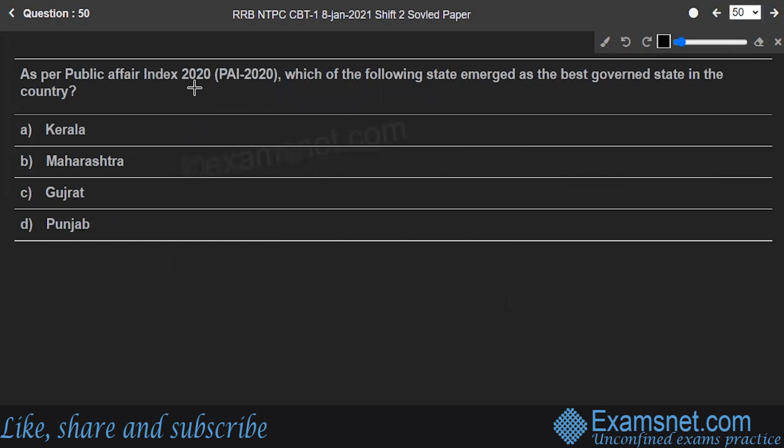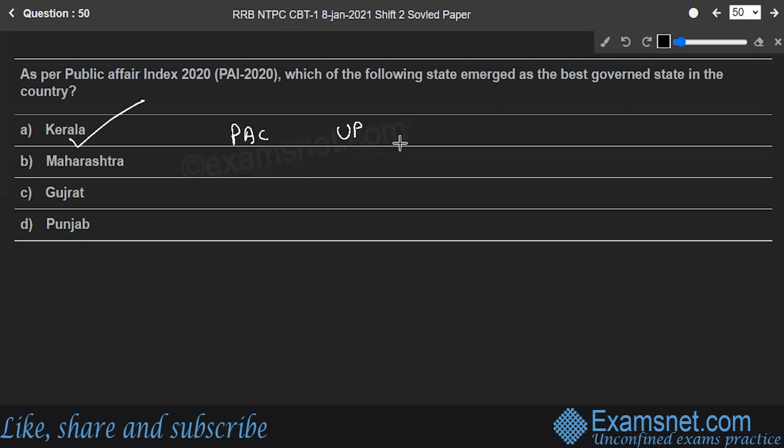As per Public Affairs Index 2020, PAI 2020, which of the following states emerged as the best governed state in the country? Kerala, Maharashtra, Gujarat, or Punjab? The correct answer to this question is Kerala. As per Public Affairs Index 2020, Kerala emerged as the best governed state in the country. Rankings were released by Public Affairs Center, that is PAC, in Bangalore. Uttar Pradesh ended at the bottom in the large states category in the PAC ranking 2020.